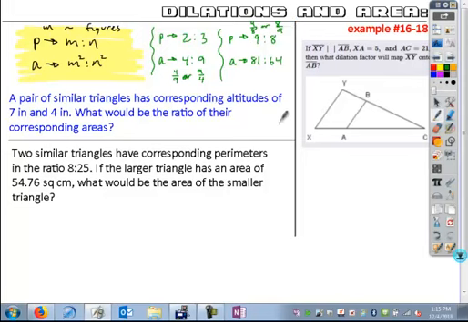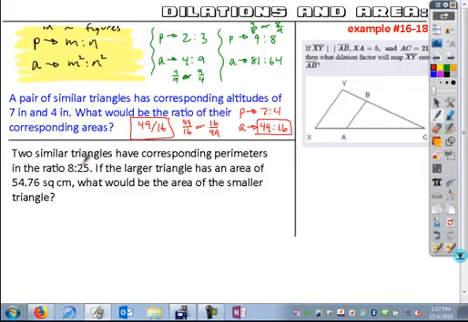So I want you to see if you can answer these first 2 questions on the left. Then I'll talk through them, and then I'll have you try the problem on the right. But see if you can answer the 2 questions on the left. It's sort of the 2 applications of this relationship between ratio of parts and ratio of areas.